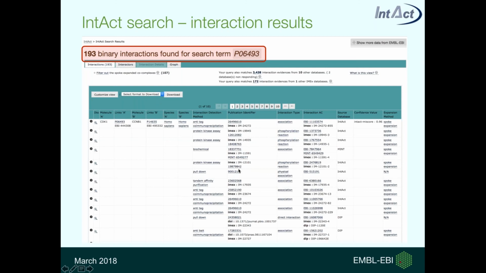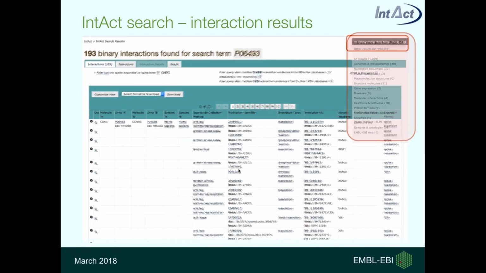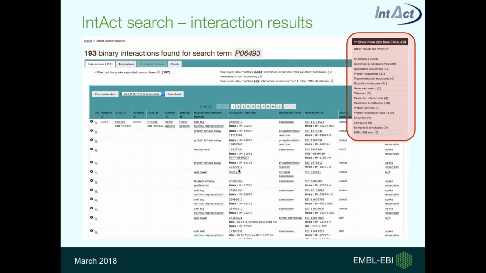15 interactions are visible per page, and you have to toggle through the pages using the numbers above the table. You can look for other results at EBI databases for P06493 by clicking on the link, and then it opens up link outs to other resources.